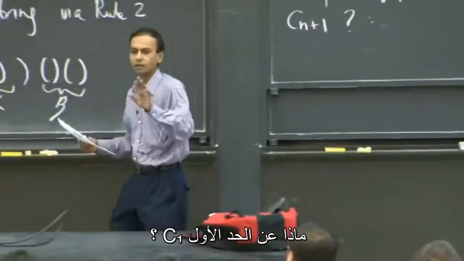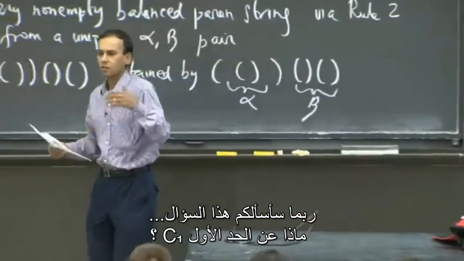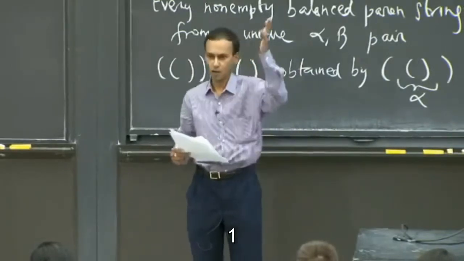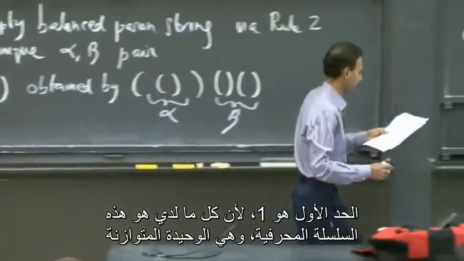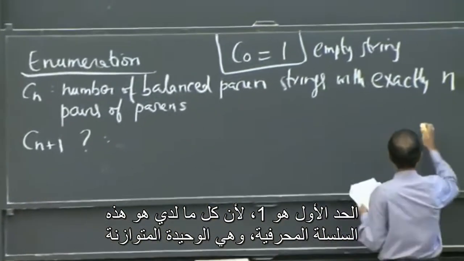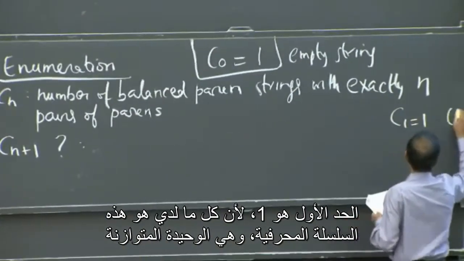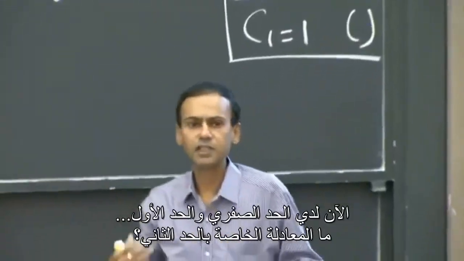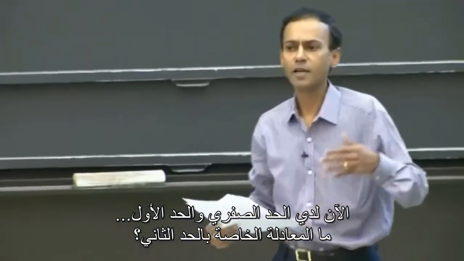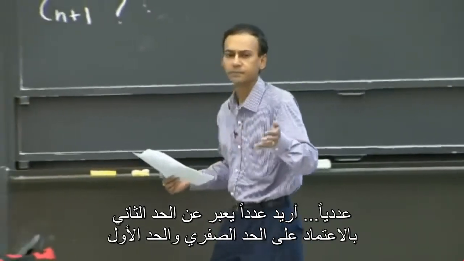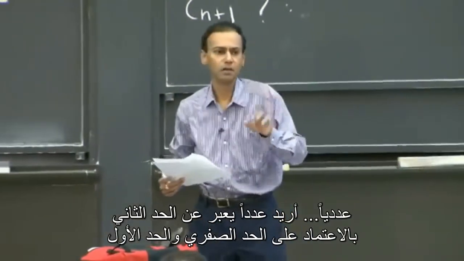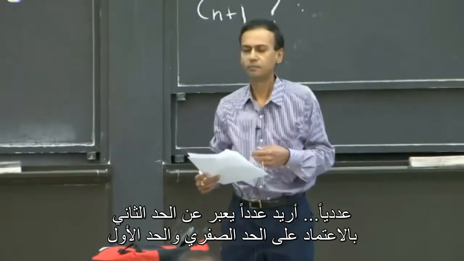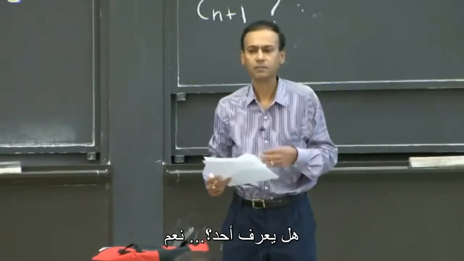So what about C1? Maybe I'll ask, what about C1? What's C1? 1, right? C1 is 1, because all I have is this string. That's the only balanced string, right? Now I have C0 and C1. What's an equation for C2 in terms of numbers? I want a number for C2 based on C0 and C1. Someone? Yeah.